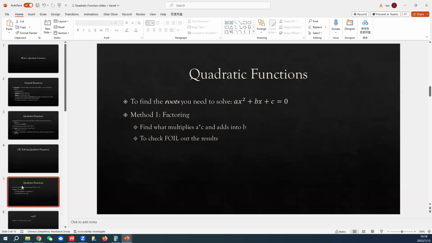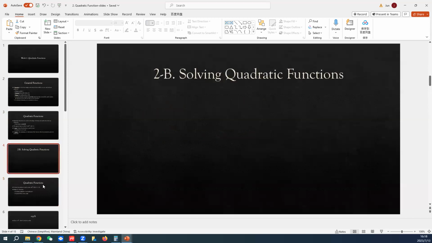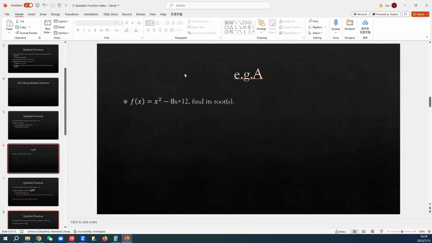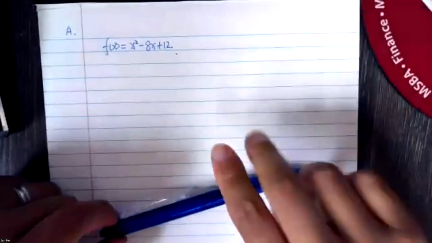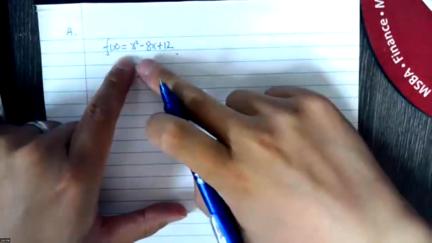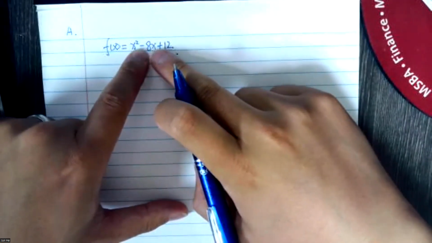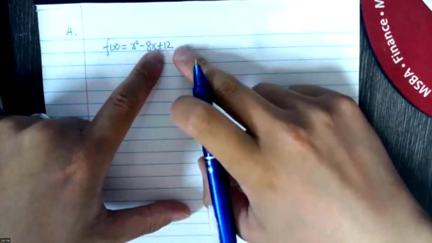So let me demonstrate how this is done by looking at example A. Now I'm going to switch to my document camera to demonstrate the solution. Here f(x) equals x squared minus 8x plus 12.